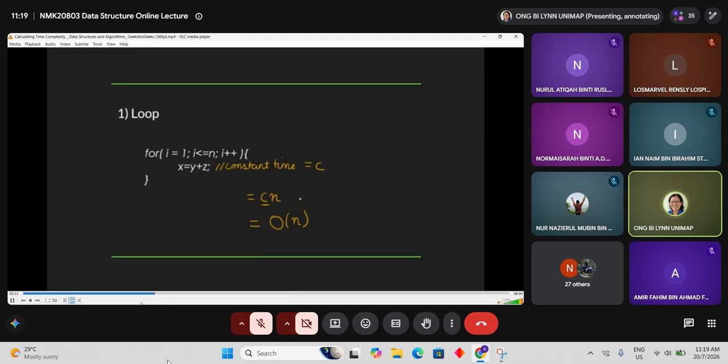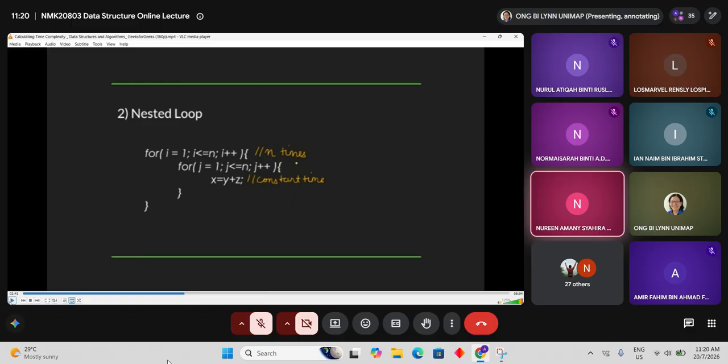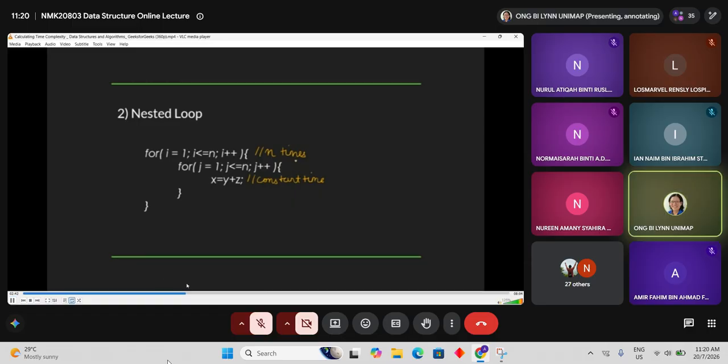Now, let's look at nested loops. Okay, the same thing happens when you have a for loop. You run n times. You run n for n times. You are running n for n times. That is why it is n squared. And for each run of the outer loop, this inner loop will also run n times.